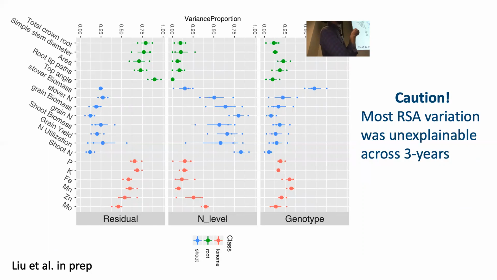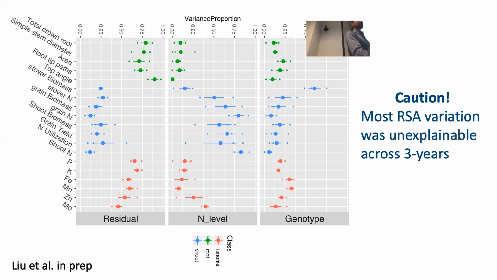But as you can see, you can get quite a bit of variance explained by the nitrogen treatment for the above ground traits, which are these blue ones here. A good bit of it by genotype. There's a little bit that's unexplained, but that changes dramatically with the roots. And for most of them, the variation was just not explained very well.